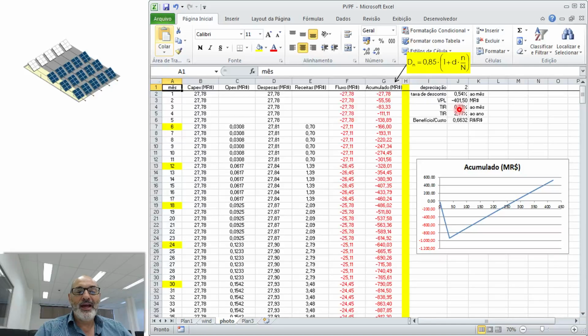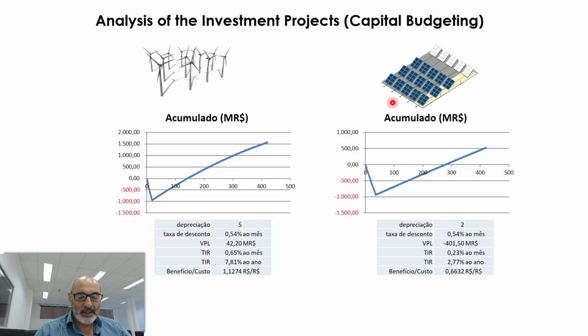Okay, negative present value means that your opportunity cost is too high. You would probably build this project in a place where your opportunity cost is not so high. Okay, but let's compare the two projects and try to decide which one is better. So let's see the numbers together.